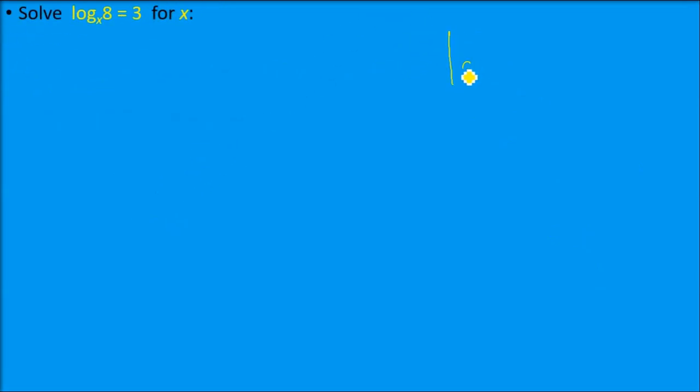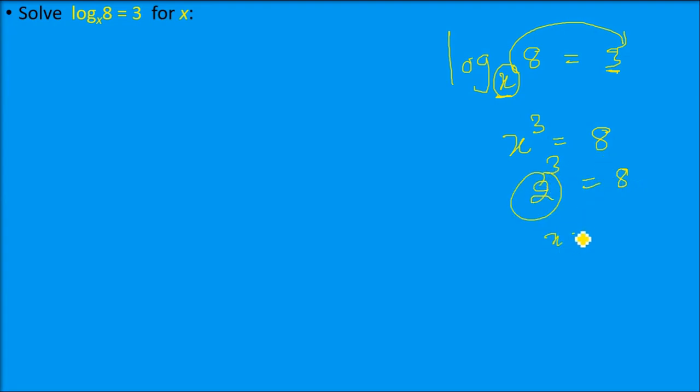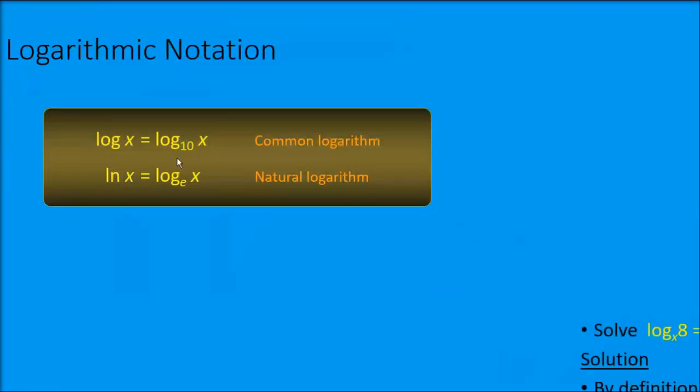Let us take one more example. Log base x of 8 is 3. We have to find x. That simply means x to the power 3 is 8. What does x have to be so that its cube is 8? It has to be 2, since 2 cubed is 8. Or you can take the cube root of 8, or 8 raised to the power 1 by 3, which will eventually give you 2. So this is one more example of log.